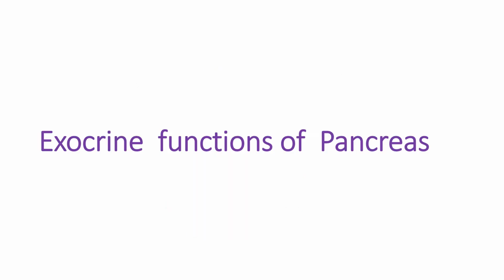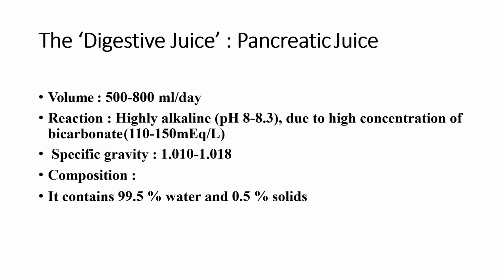Now the exocrine functions of the pancreas. The digestive juice secreted by the pancreas is called pancreatic juice. The volume is 500 to 800 ml per day and it is highly alkaline, that is pH 8 to 8.3, due to the high concentration of bicarbonate. The specific gravity is 1.010 to 1.018, and in composition it contains 99.5% water and 0.5% solids.